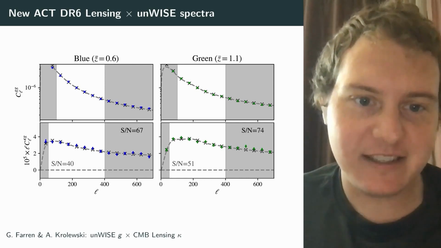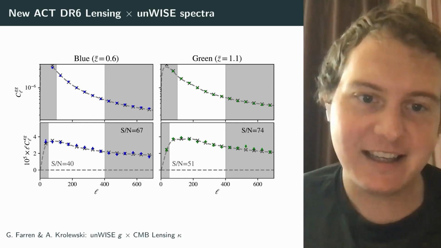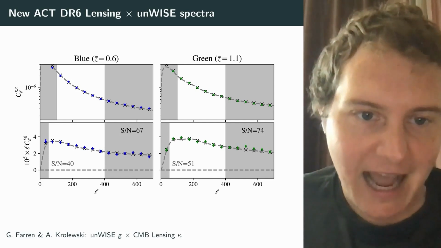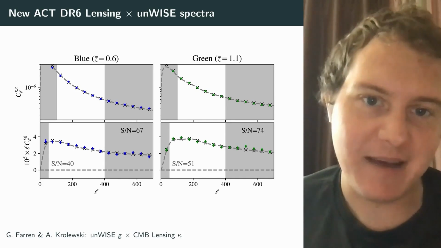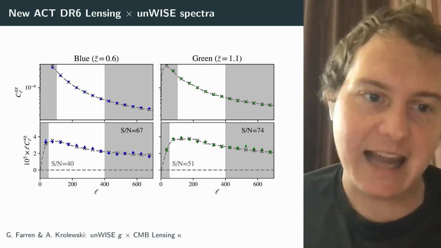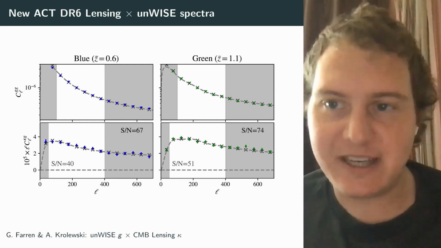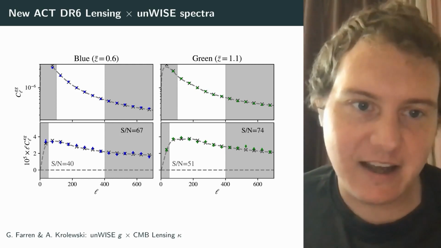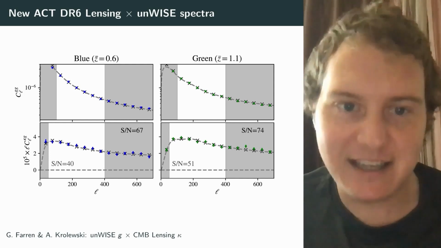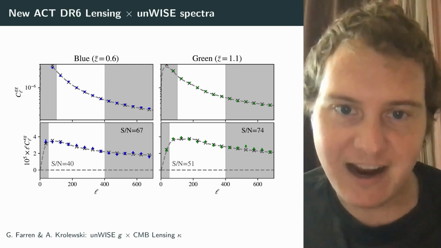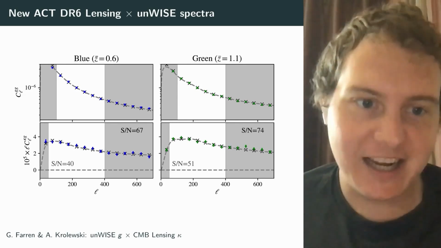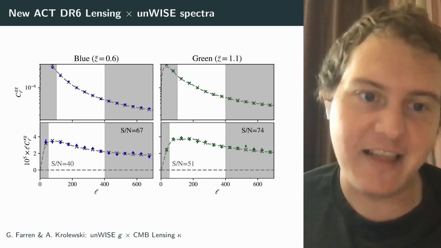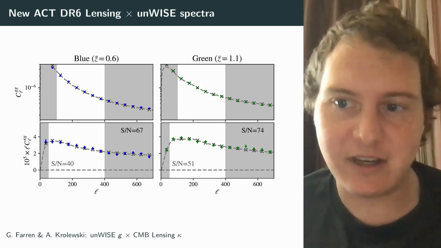The signal to noise of the CMB lensing cross correlation for the entire scale range is 67 for the blue sample and 74 for the green sample. After applying the scale cuts, it's 40 for the blue sample and 51 for the green sample. The signal to noise of the cross correlation is essentially what's going to set the cosmological sensitivity of our results. This is because the autocorrelation is measured at much higher statistical significance because we have very large and dense galaxy samples. Therefore, thinking of this measurement heuristically as a ratio of cross-correlation to autocorrelation, the sensitivity on that ratio is dominated by the error bar on the cross-correlation.